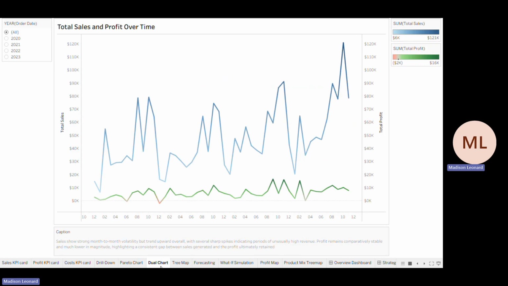Now our dual chart, this is the one I was talking about. This shows our sales versus our profit very well. As you can see, sometimes the spikes don't even match. Like this has a really high spike and then it actually lowers here, showing that profit doesn't always align with our sales. And that's something I think we need to look into as a company.